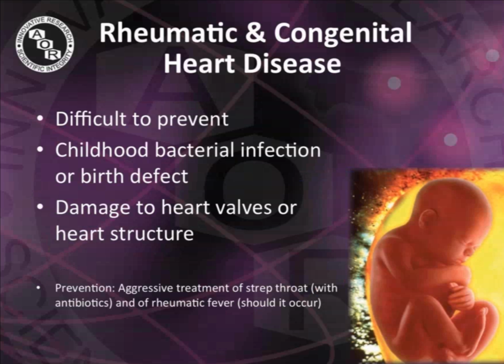I grouped these together because we're not really going to cover too much of these. They're not really something that we see later in life, more in very early stages in life, and they're very difficult to prevent. Rheumatic and congenital heart disease can occur in childhood due to bacterial infections or a birth defect, and this results in damage to the heart valves, or the little valve leaflets inside our heart, or the actual structure itself. One of the ways to try to prevent this is aggressive treatment of strep throat with antibiotics, and also treating rheumatic fever should it occur.